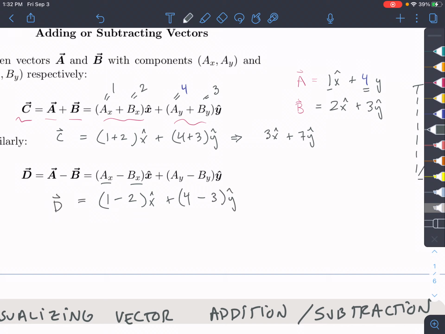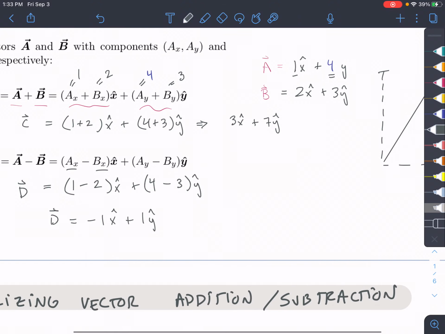So that's equal to our vector D. D is equal to -1 in the x hat, plus 1 in the y hat. If I drew that on my coordinate system, let me draw that a little better. If this is x and this is y, I would have -1, and then I would have 1. So this would be my resulting vector D if I drew it.